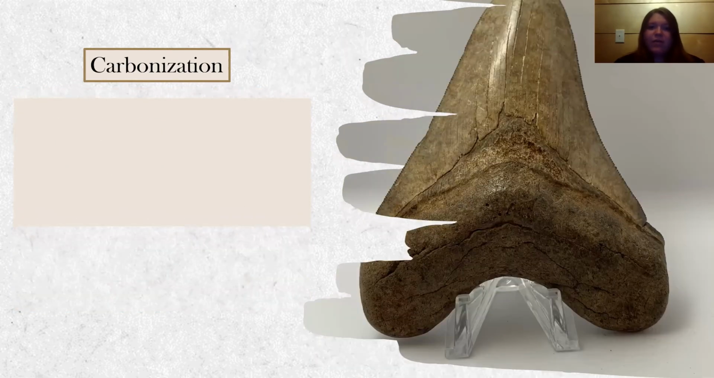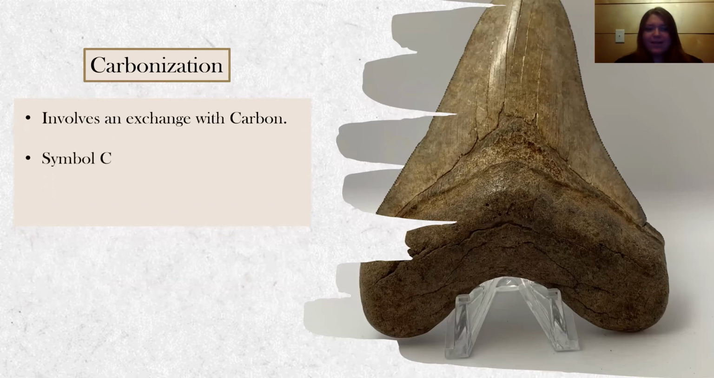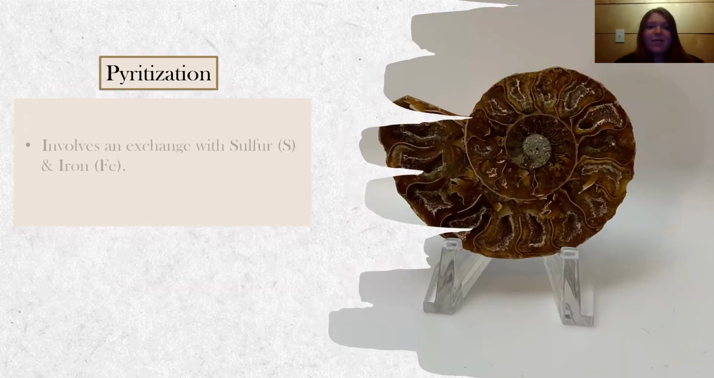The second form of fossilization is called carbonization. This involves an exchange with the element carbon. Carbon has a symbol of C, and fossils which have undergone carbonization appear brown in color, such as the tooth of Carcharodon's megalodon. Next, we have pyritization.